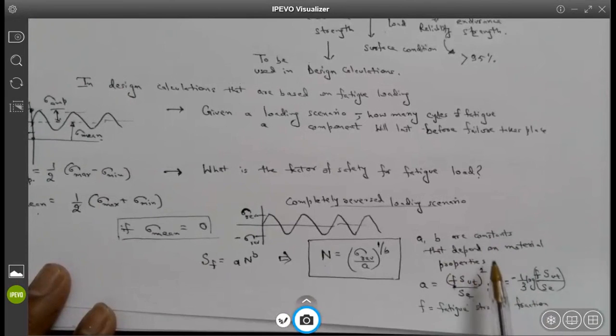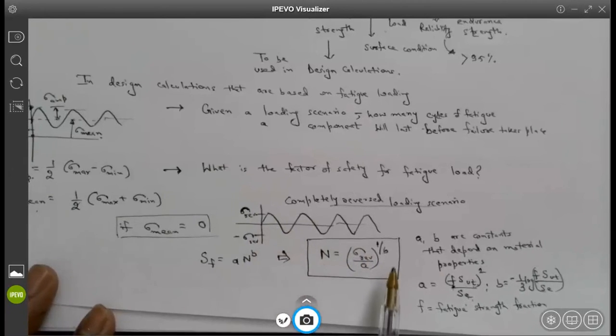In essence, these A and B are nothing but the constants that depend on material properties, and you can estimate those constants for a given material. Now, if you know a material, you know those A's and B's. The only thing that you need to know is how much loading, completely reverse loading, you are applying on a structural component. So if you are applying 50 plus minus 50 megapascals, you will plug in that number here, 50 here. If you are applying plus minus 100 megapascals, you will apply 100 over here, and you can find the number of cycles to failure from this equation.